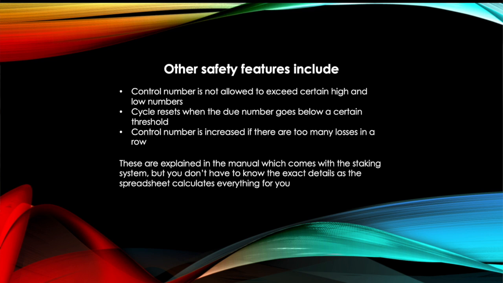A few other safety features. We have controls on what the control number can have as minimum maximum numbers. The cycle will reset if the due number goes below a certain threshold. And we will increase the control number if we have a lot of losses in a row so that we're not increasing the bet size too much. The manual that comes with the real money staking system explains all of this. I won't go into too much detail here because it's explained in the manual.